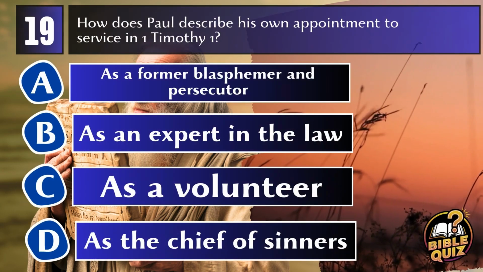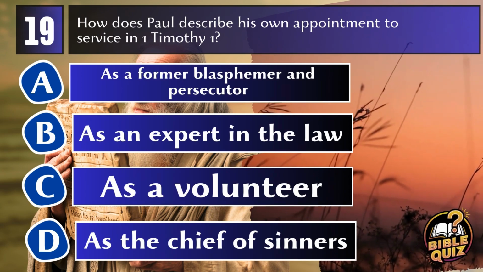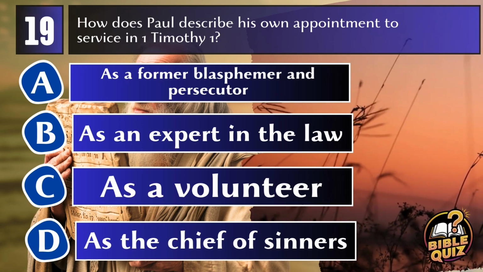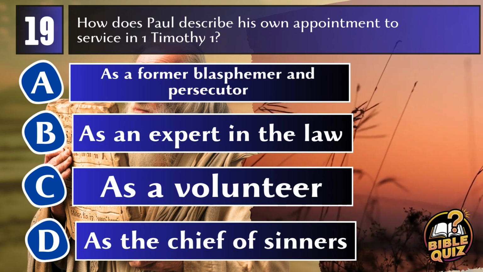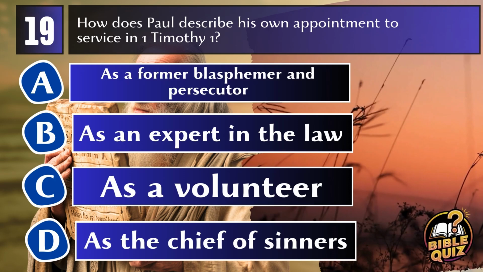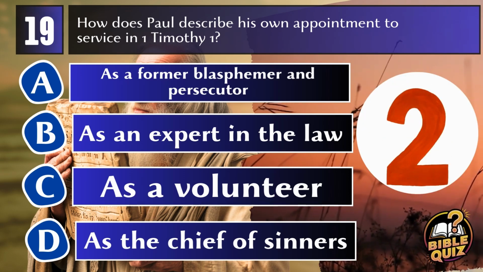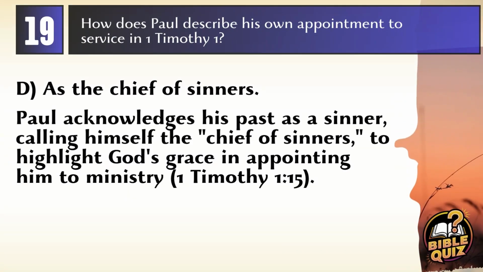Question 19. How does Paul describe his own appointment to service in 1 Timothy 1? A. As a former blasphemer and persecutor. B. As an expert in the law. C. As a volunteer. D. As the chief of sinners. Answer. D. As the chief of sinners.